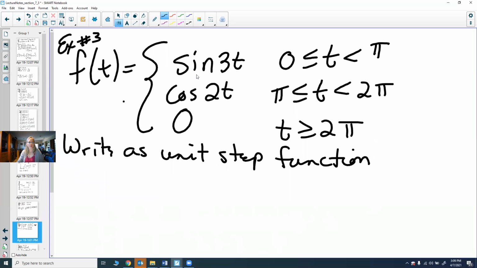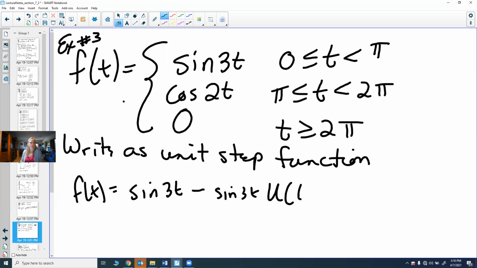So let's just try that for this one. We've got the piecewise function sine of 3t when 0 is less than or equal to t is less than pi, cosine of 2t when pi is less than or equal to t is less than 2 pi, and 0 when t is bigger than or equal to 2 pi. We're going to write this as a unit step function. So we're going to start at the beginning as sine of 3t. We need to turn that on at the start, so this turns it on because it's there. Now we want to turn it off at pi. So we're going to subtract off sine of 3t times the unit step function t minus pi. Remember, this is 0 before pi.